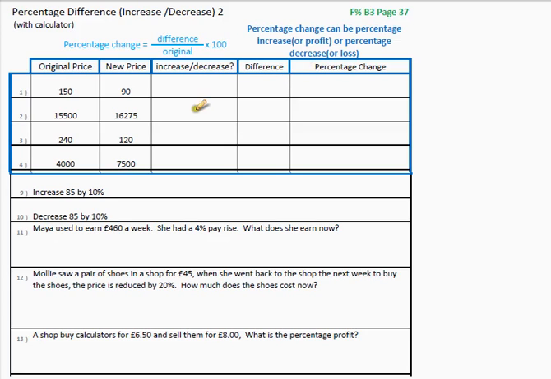Okay? So there I have a few for you. Think, is it an increase or a decrease? What is the difference, and use this formula. And there's a few word problems for you. See if you can do them. There's much more in the workbook. Pause the video and do that.